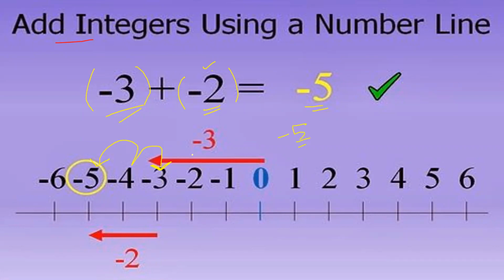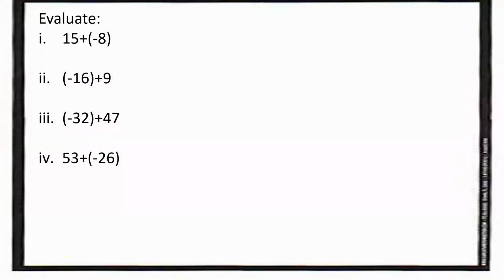If you start from -2, then you need to bounce 3 times, because your other number is -3. When you have two negatives, just remember this: you have to add the two negatives, and you always have to move this arrow. You don't have to shift this side. You always have to shift this side.